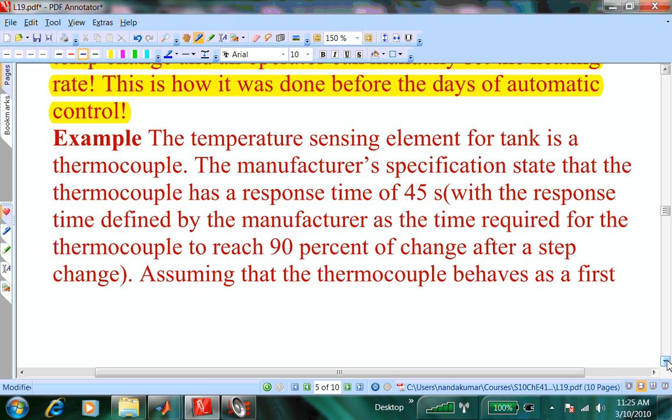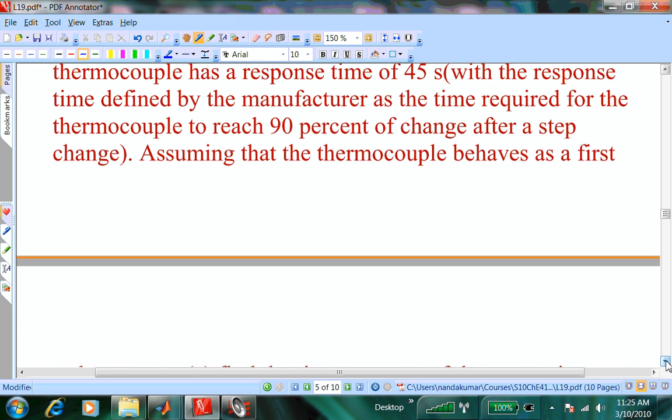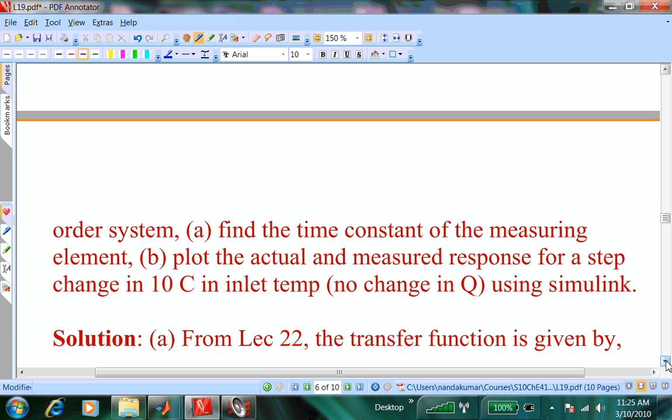So assuming that the thermocouple behaves as a first order system, find the time constant for the measuring element, plot the actual and measured response for a step change of 10 degrees in the inlet temperature. No change in Q. This we'll do in simulating.